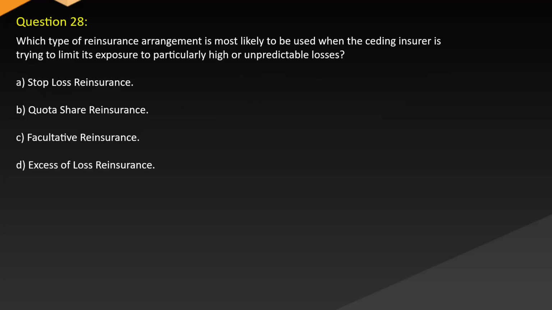Question 28. Which type of reinsurance arrangement is most likely to be used when the ceding insurer is trying to limit its exposure to particularly high or unpredictable losses? A. Stop loss reinsurance. B. Quota share reinsurance. C. Facultative reinsurance. D. Excess of loss reinsurance.